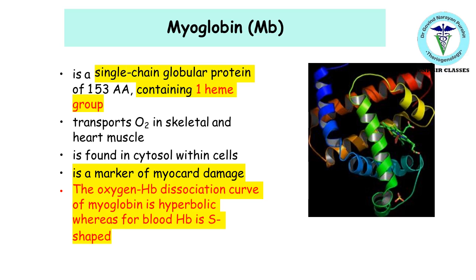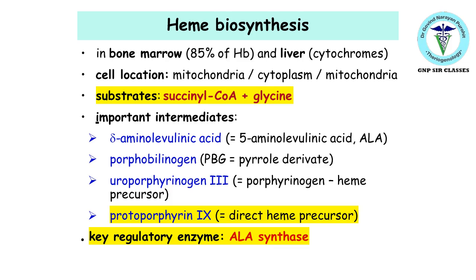Myoglobin is a single-chain globular protein that transports oxygen in muscle cells. It is also a marker of myocardial damage and has a different oxygen dissociation curve compared to hemoglobin. Heme biosynthesis occurs in the bone marrow and liver, involving substrates like succinyl-CoA and glycine. Key intermediates include ALA and porphobilinogen, with ALA synthase as the regulatory enzyme.